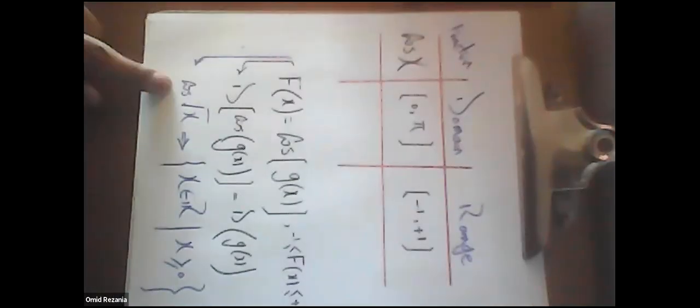For example, for the cosine of the square root of x, although the domain is all the positive x, the range can be what? Can be between -1 to +1. Okay.